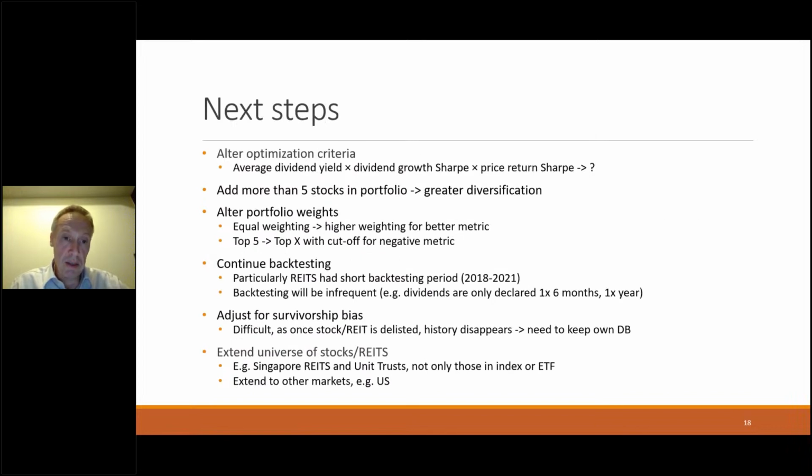Next steps, well, there's definitely a lot more work that I can do on this project. Looking into different optimization criteria, adding more stocks in the portfolio for greater diversification, altering the portfolio weights. So, for example, the top 5 is now equally weighted, but I could use a different weighting depending on the performance metric.